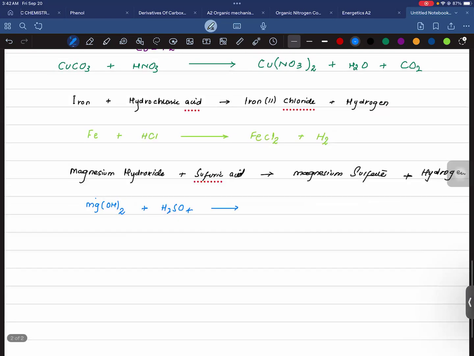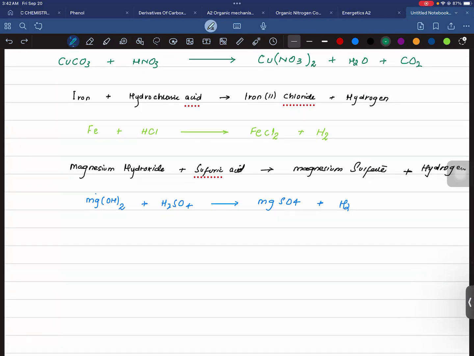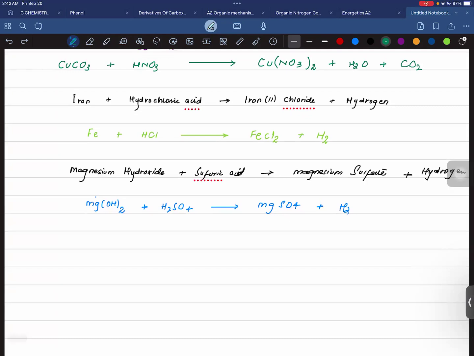Magnesium sulfate, that is MgSO4, then hydrogen gas. Mg is plus 2, SO4 is minus 2. They would be canceling each other. That's why I'm not writing any number in the subscript of Mg and SO4. Okay, done.